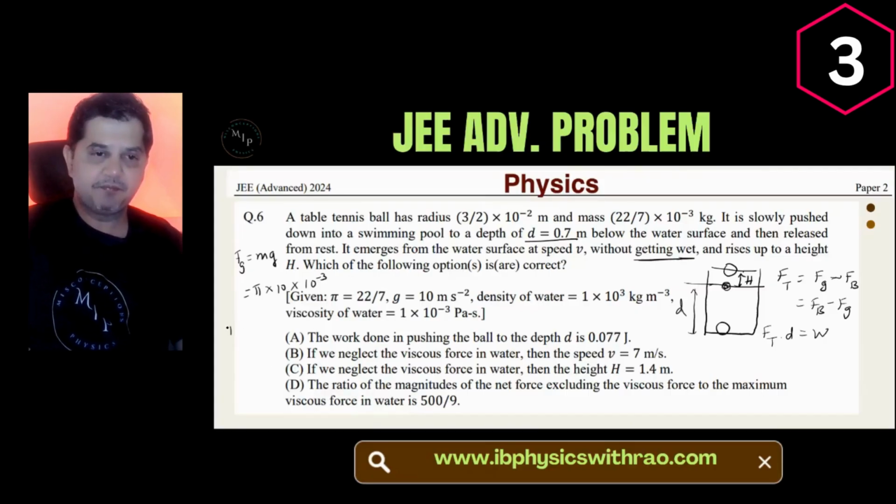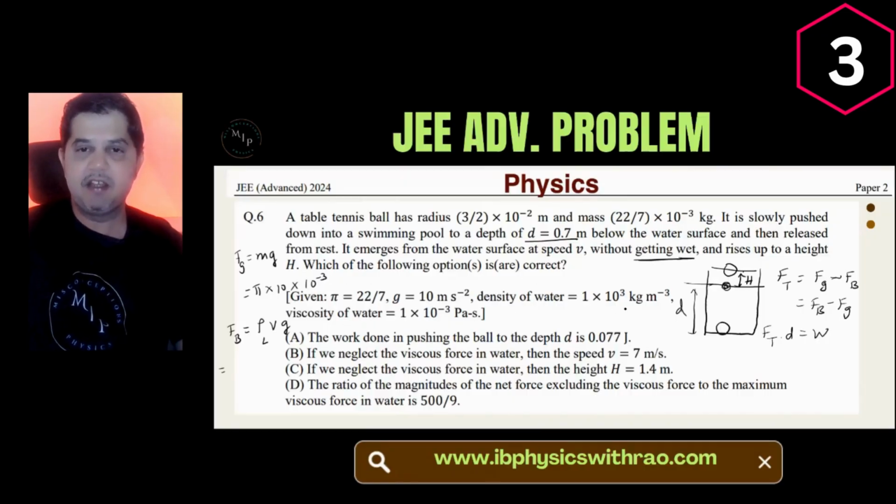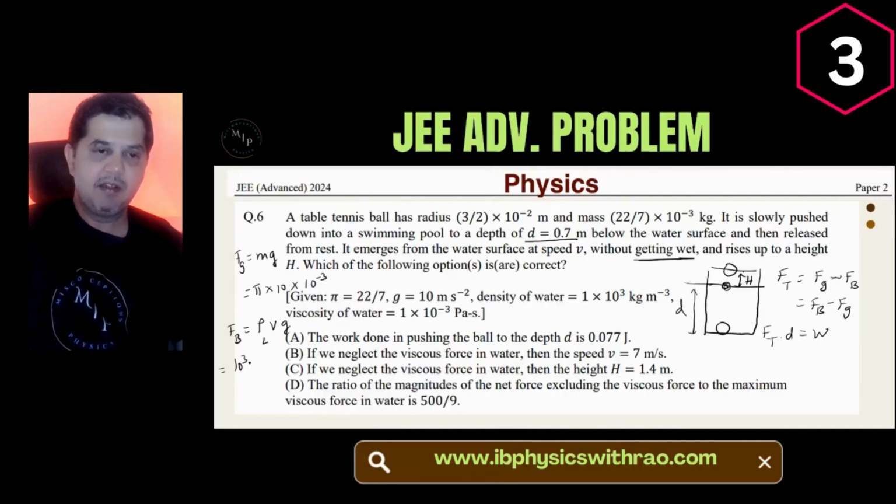Then what is Fb? Fb is nothing but density of the liquid, volume of the ball multiplied by g, right? And this is nothing but density of the liquid. What is it? It's now pushed inside water. Swimming pool, density of the liquid is given 10 cube. So this is 10 cube multiplied by 4 by 3 pi r cube. What is r cube here? 1.5 into 10 power minus 2. Okay, so into 1.5 into 10 to the power of minus 2 whole cube multiplied by 10. I don't have space, I'll write it like this over here.